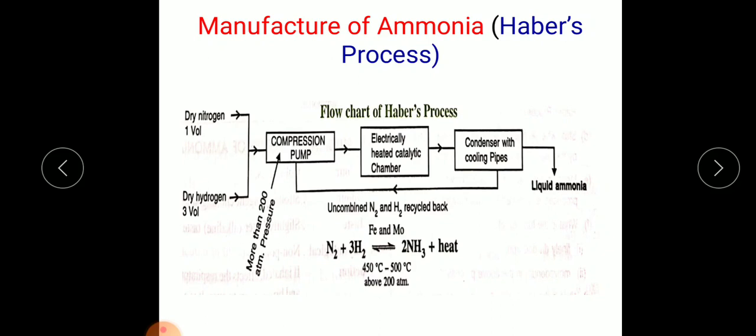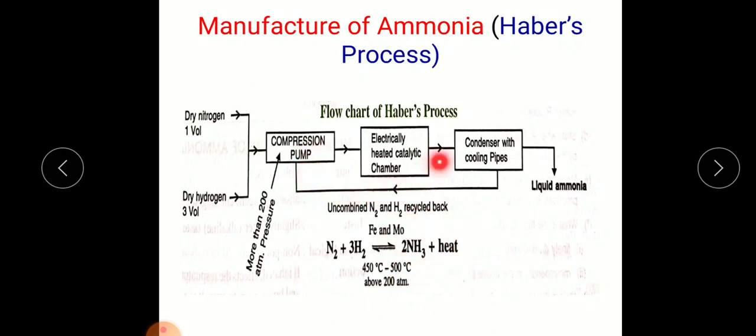Manufacture of ammonia. Now we'll see the manufacture of ammonia by Haber's process. In Haber's process, ammonia is manufactured by the use of nitrogen and hydrogen in the ratio of 1:3. The catalyst used is finely divided iron, with molybdenum as promoter, and we maintain a temperature of 450 to 500 degrees Celsius and a pressure above 200 atmospheres to form ammonia gas and heat.